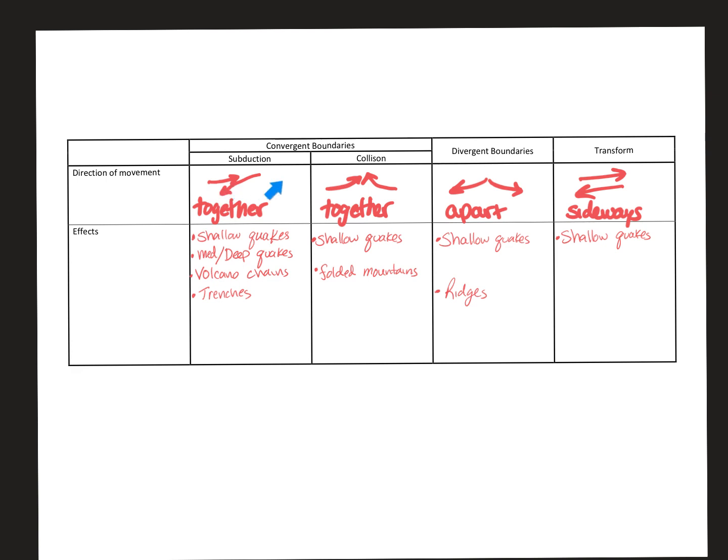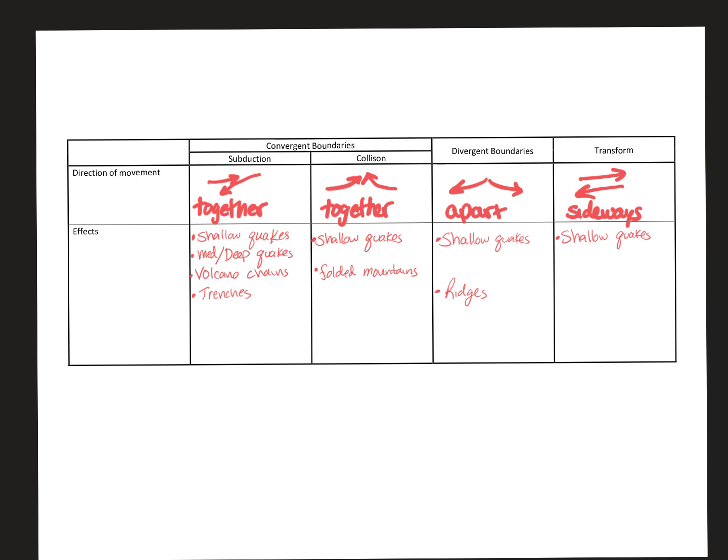So we have two types of convergent boundaries. They're moving together. Subduction, one plate goes under because one plate is an ocean plate and can fit under. Collision, both plates go towards each other, but up because they can't fit under each other, so they crumple upwards. Divergent boundaries move apart, and transform boundaries move sideways. Notice they all have shallow quakes.